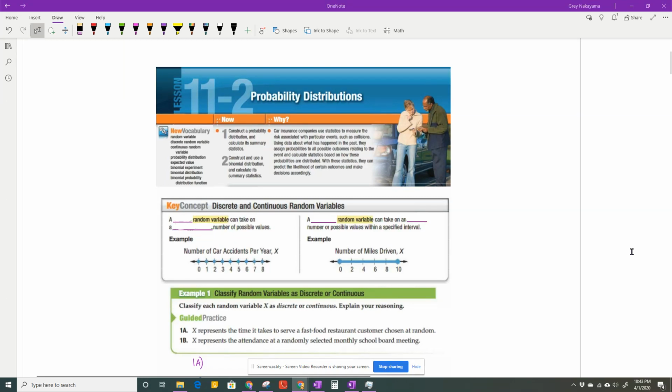Okay, today's lesson is 11-2, probability distributions. And I am trying to tackle the whole lesson this time, so just brace yourself. It's going to be a little bit longer than those first two that we've had.